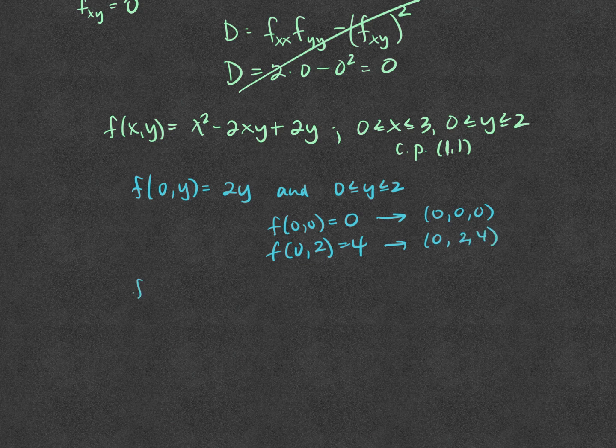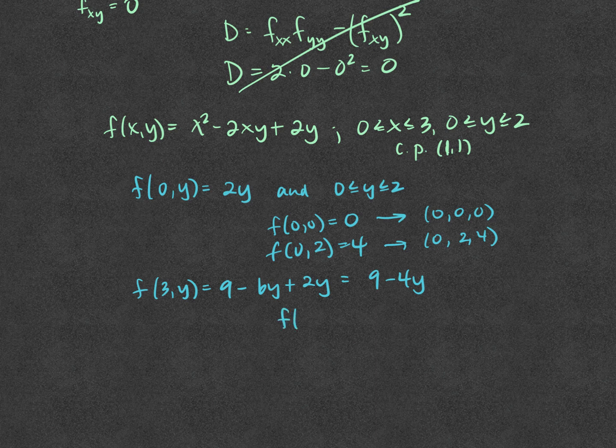And then let's look at our second x value of 3, and we have any y. So if we plug in 3 for x, we have 9 minus 6y plus 2y. 3 times 2 is 6, yeah. So this gives me 9 minus 4y.